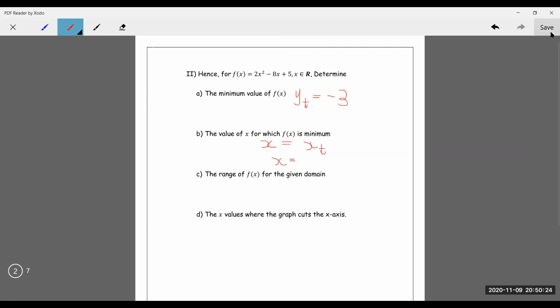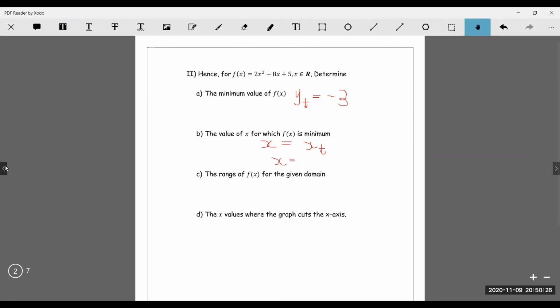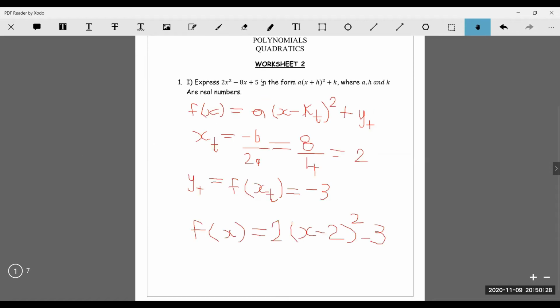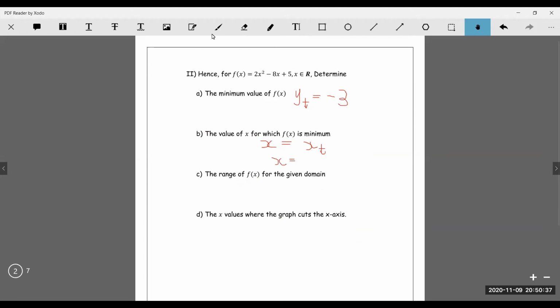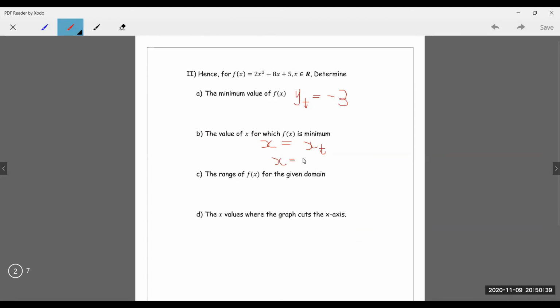All right. So we had found a value for xt, and the value that we found for xt is 2. And so what we're then saying is that the value at x for which the function is minimum is x equal to 2. Now this question asks us to find the range of f of x for the given domain.